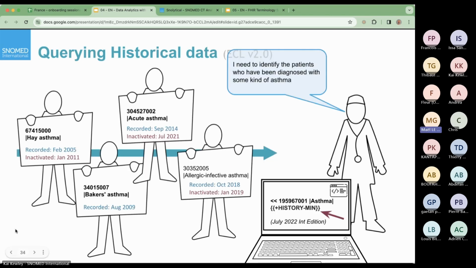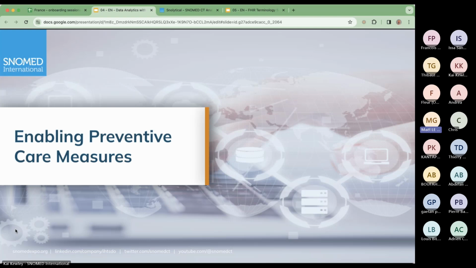Okay, so that's history supplements. This is an example of where we use the history min, and we only use the same as relationships. We wouldn't get the allergic asthma.